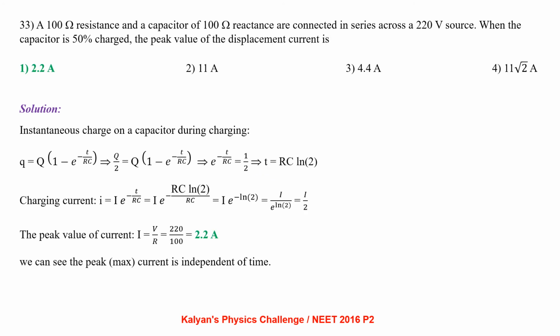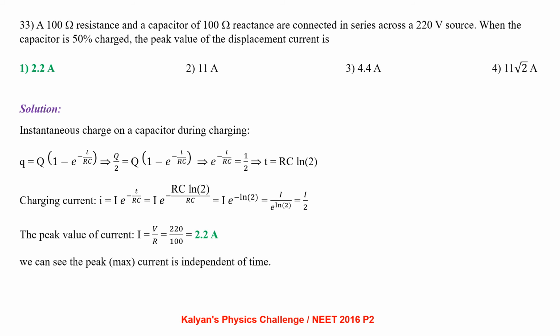A 100 ohm resistance and a capacitor of 100 ohm reactance are connected in series across a 220 volt source. When the capacitor is 50% charged, the peak value of displacement current is. Displacement current and conduction current both are the same. So as we can see from the charging of capacitor, instantaneous charge equal to final charge times (1 minus e power minus t by RC). From there we get t equal to RC log 2.